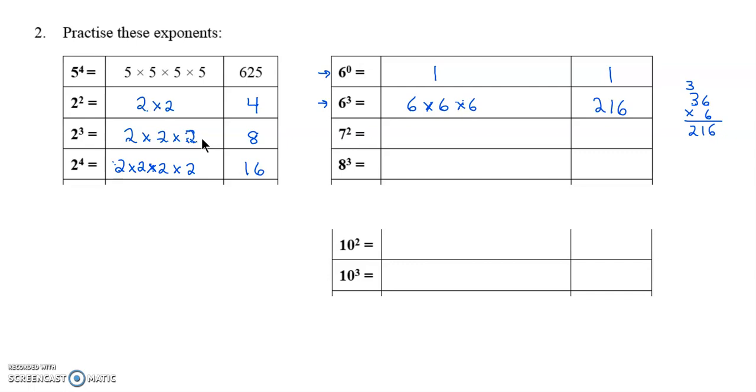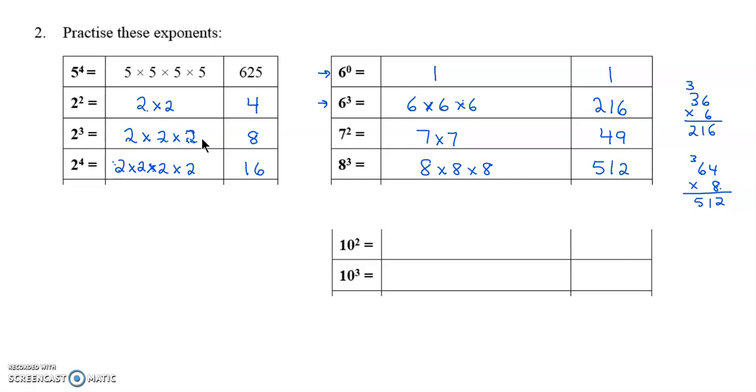For our next one, we have 7 squared, which is 7 times 7. That makes 49. And then our last one on this row, 8 cubed, is 8 times 8 times 8. 8 times 8 is 64, and then we'll have to multiply another 8 on. 8 times 4 is 32, carry my 3. 8 times 6 is 48, plus 3 is 51. So we get an answer of 512.